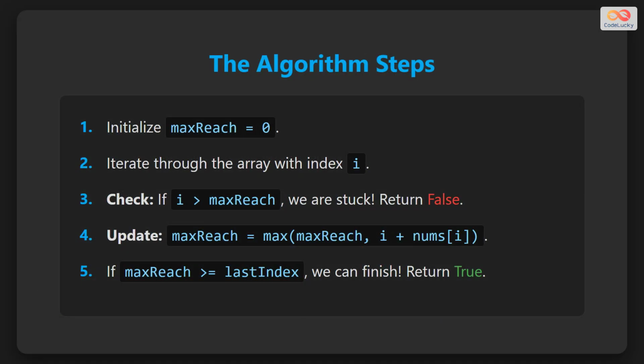Here is the algorithm. First, we initialize a variable called maxReach to 0. Then, we iterate through the array. For each index, we first check if that index is reachable. If the current index is greater than our max reach, it means we are stuck and must return false. If not, we update our max reach based on the current jump length. If our max reach ever equals or exceeds the last index, we return true.